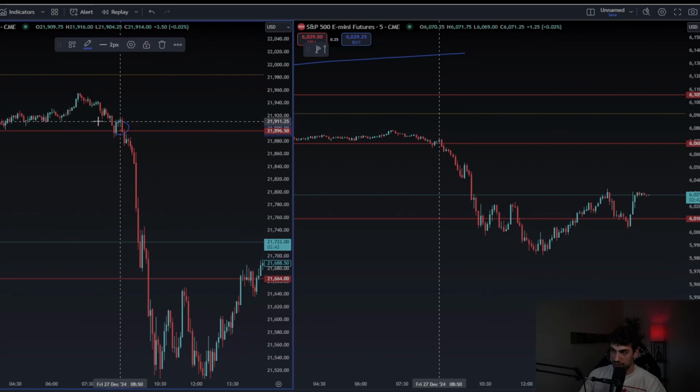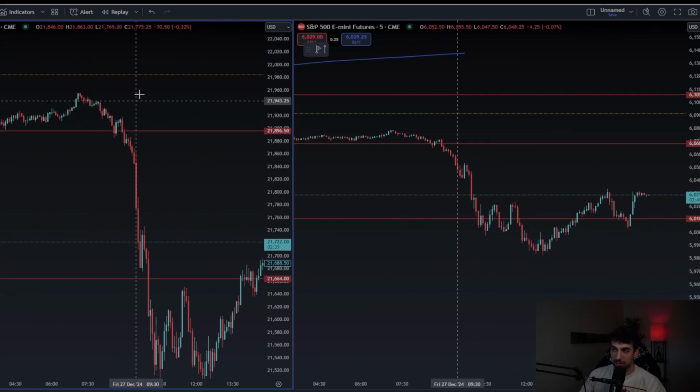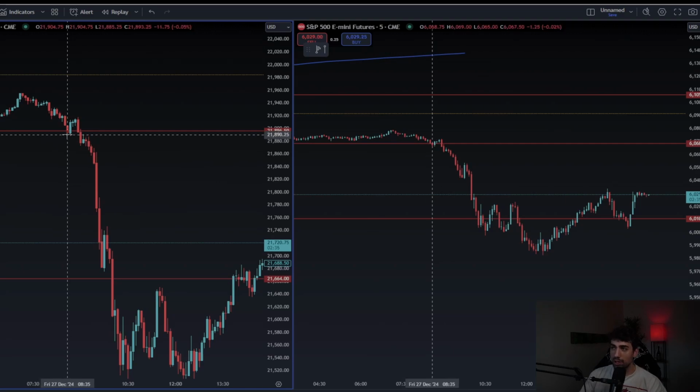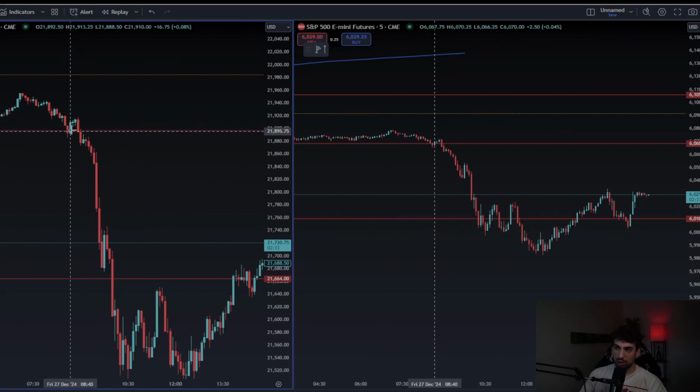Or versus this, right? Much difference. Here, the buyers were not able to be strong. They were not that strong. Go enter off of this IFVG, off the closure right here. A lot of different potential entries.